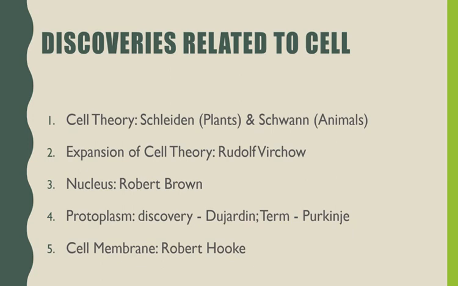Now these two scientists were important for giving the two postulates of cell theory. The third postulate was given by another scientist known as Rudolf Virchow. We'll be doing the cell theory in detail later on. Nucleus, you know, is an important part of cell, was discovered by Robert Brown. The protoplasm was discovered by another scientist known as Dujardin, and the term protoplasm was given by Purkinje. The cell membrane again was discovered by Robert Hooke.